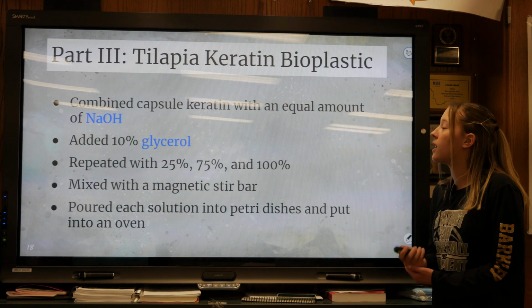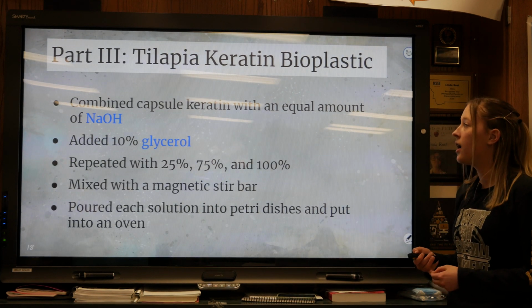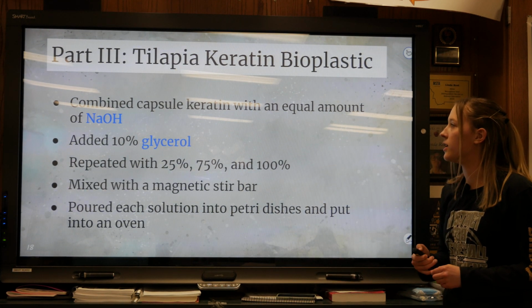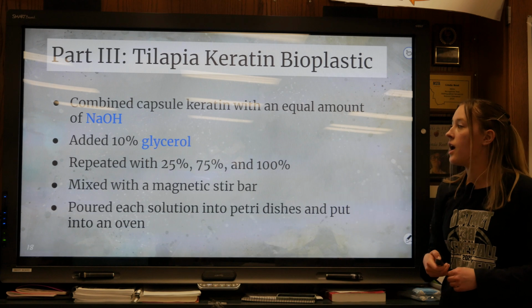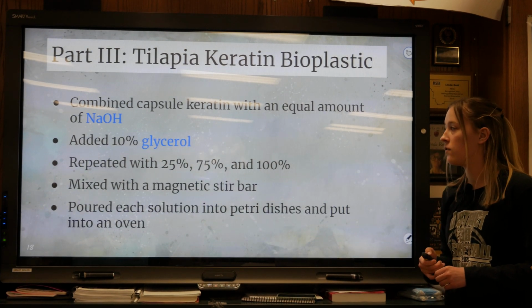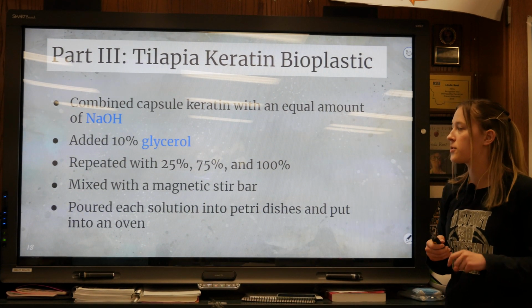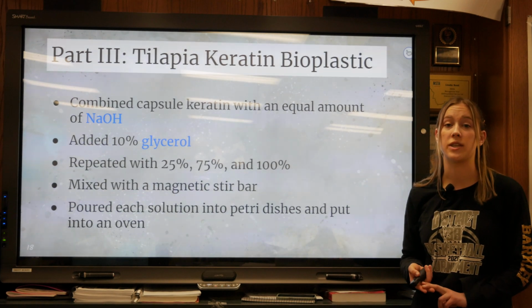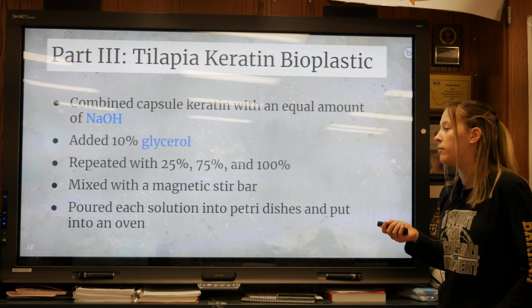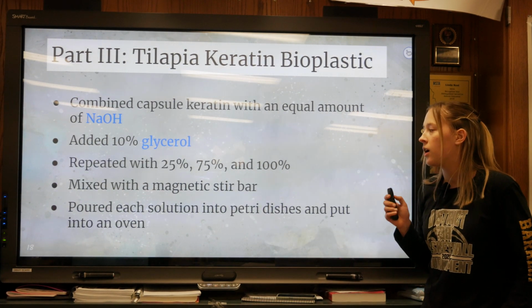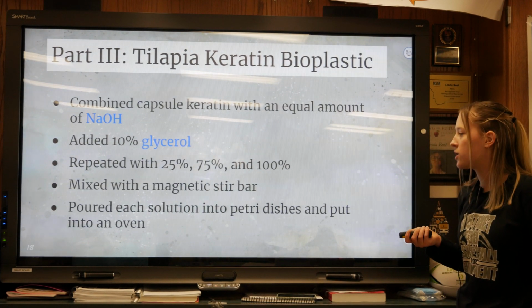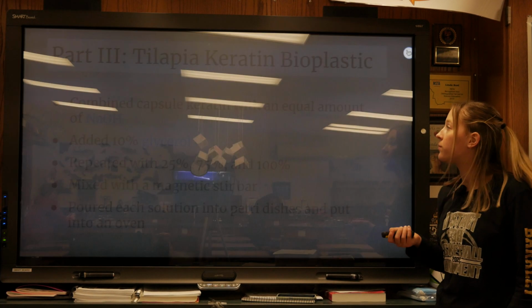Part 3 is the tilapia keratin bioplastic. I combined capsule keratin with an equal amount of sodium hydroxide. I added 10% glycerol, and then I repeated with 25%, 75%, and 100% glycerol. I mixed with a magnetic stir bar, poured each solution into petri dishes, and put it all into an oven.